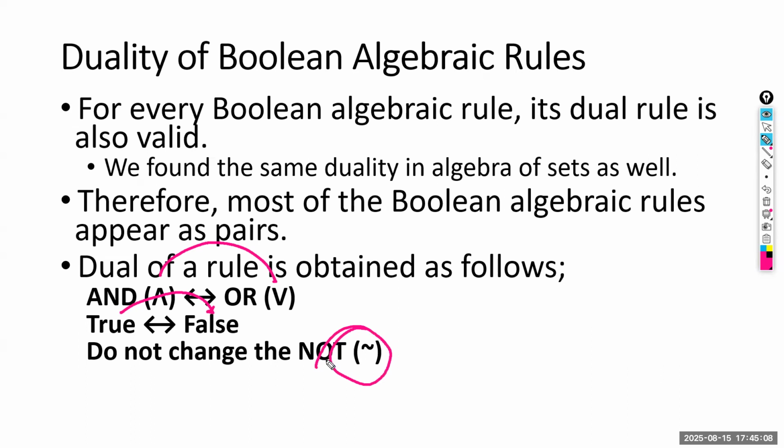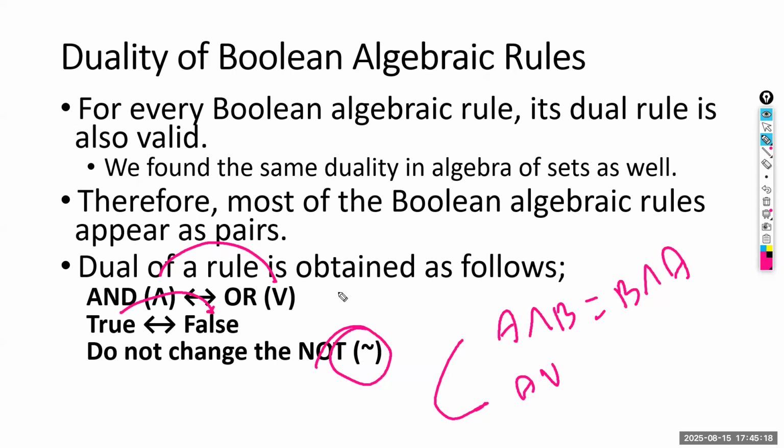Okay. For example, there's a rule called A and B is the same as B and A. So its dual rule is, remember we have and becomes or, A or B is the same as B or A. Why? Because this is the dual of this. This is the dual of this. For example, De Morgan's rule, we have two rules. One is the dual of the other.